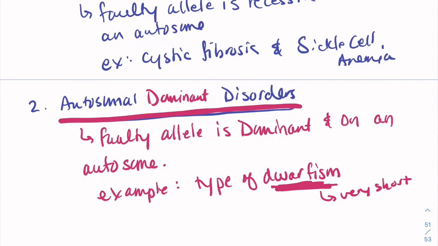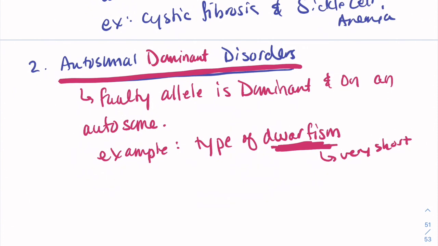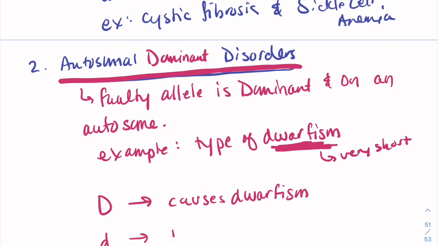There are several different types of dwarfism, and I'm not sure what type of dwarfism the guy who plays Lannister has, but there is one type of dwarfism that is caused by a dominant allele. So the dominant allele in this case causes dwarfism, where the recessive allele results in normal height.